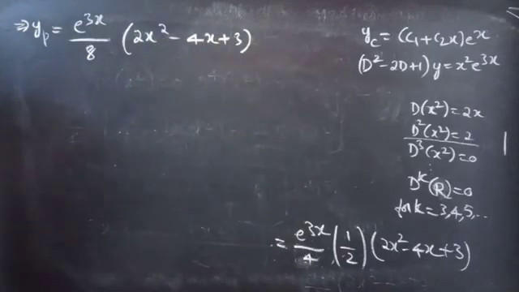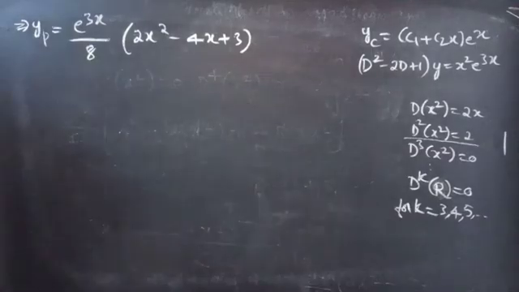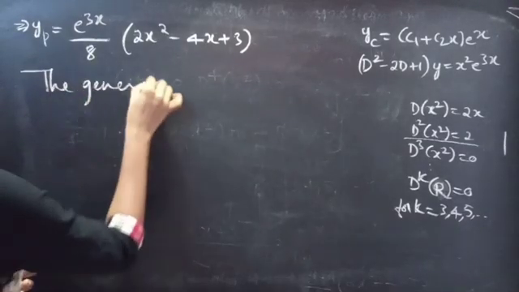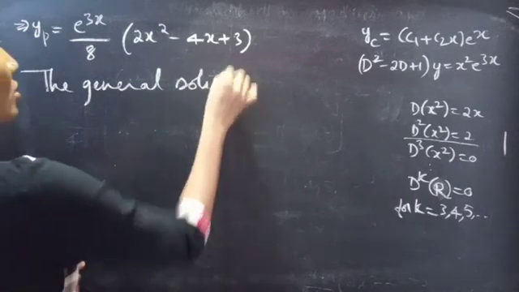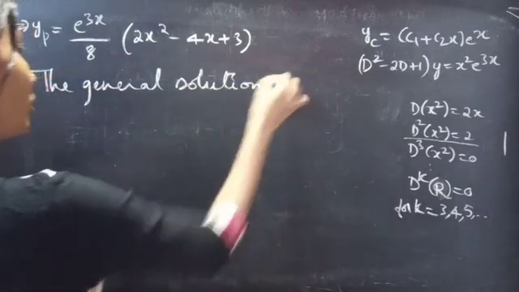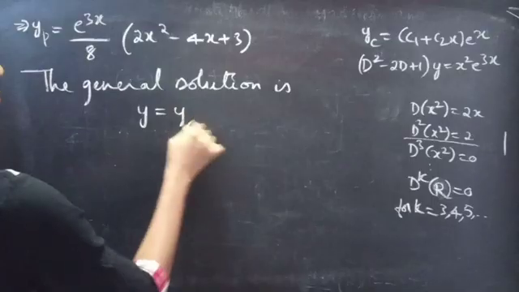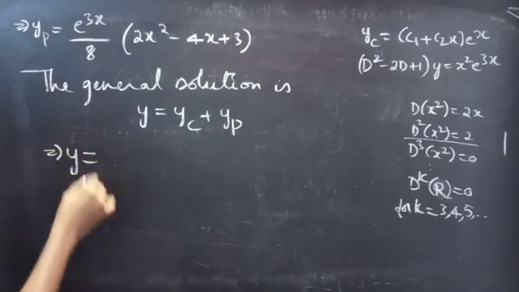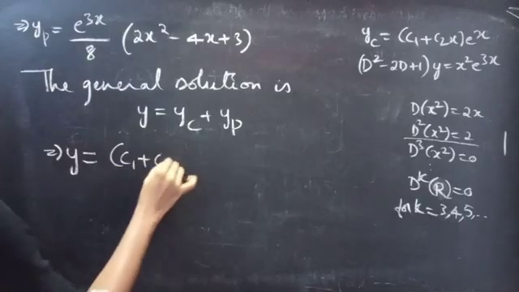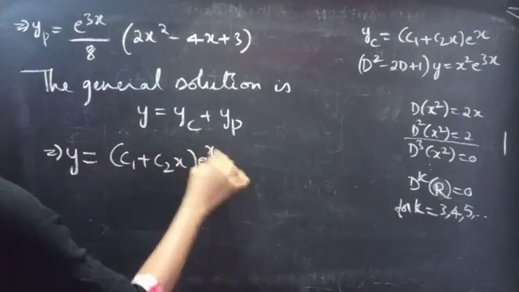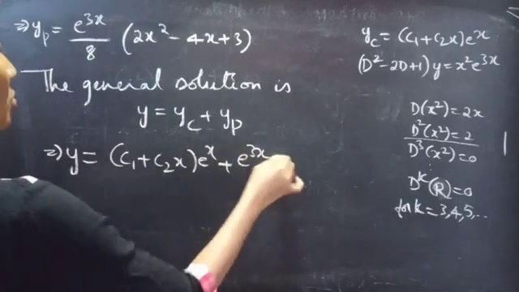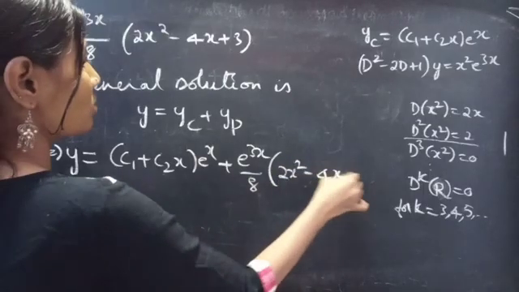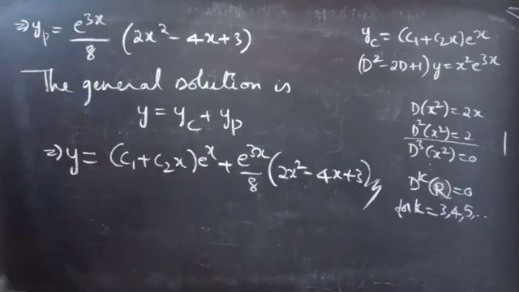Now let's write the general solution. The general solution is given by y equals yc plus yp. Then y equals yc, we are having c1 plus c2 x into e power x, plus yp, e power 3x by 8 into 2x square minus 4x plus 3. This completes the problem.